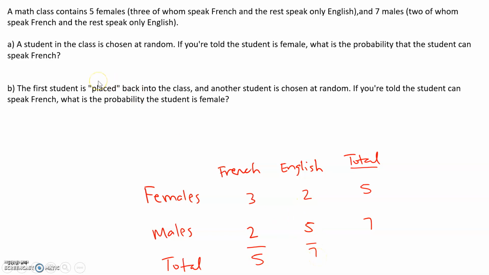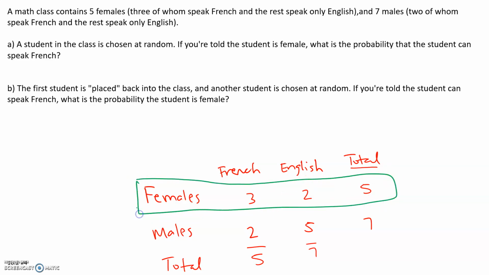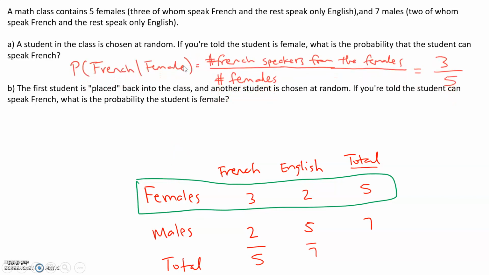Now part A says, a student in the class is chosen at random. If you're told the student is female, now automatically, because we're told that the student is female, we are only going to focus on the females. So we know for sure that the student is female. That means we're only choosing from these 5 female students. What is the probability that the student can speak French?